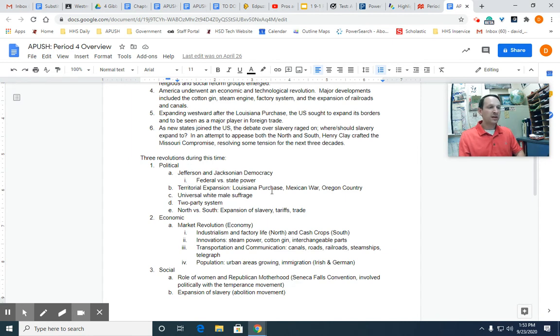Territorial expansion, you got the Louisiana Purchase, the Mexican War, which gained us the American Southwest, and the Oregon Country, which gained us what is now Oregon and Washington from the British, almost went to war with Great Britain over this territory.